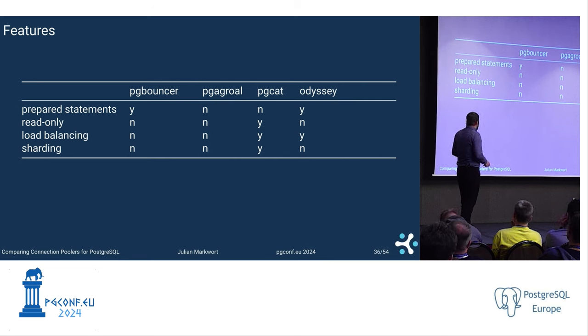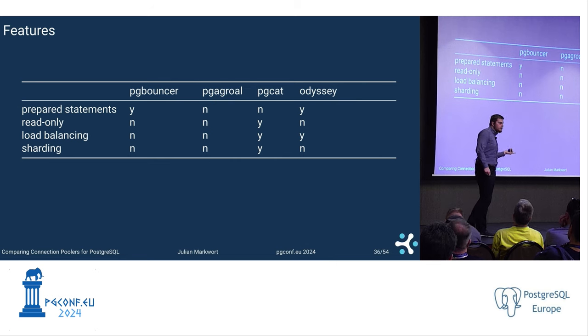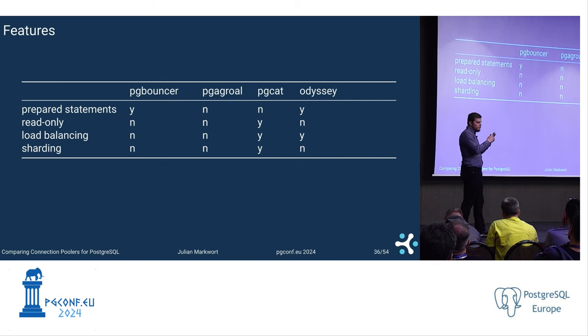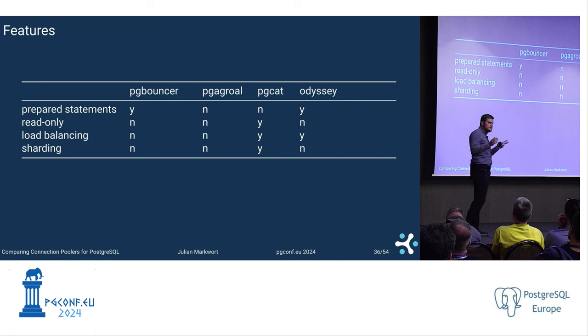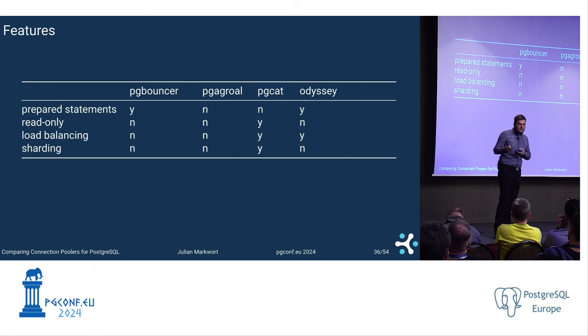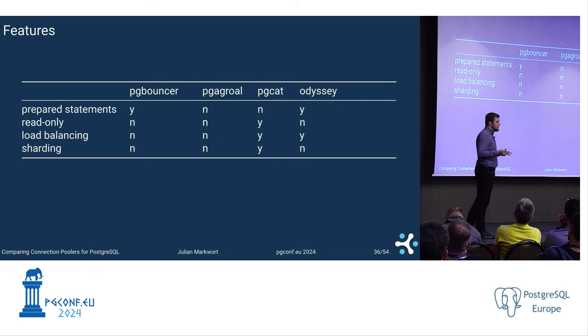And then there is load balancing support, which is something that Odyssey and pgcat support. So basically, you define multiple replicas, and I think they both have mechanisms to understand if a replica has failed or not, if we can continue sending statements to that replica or not.